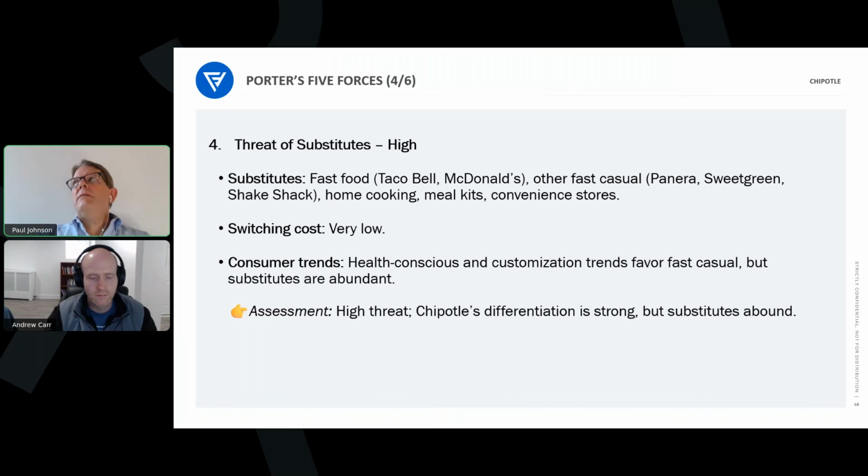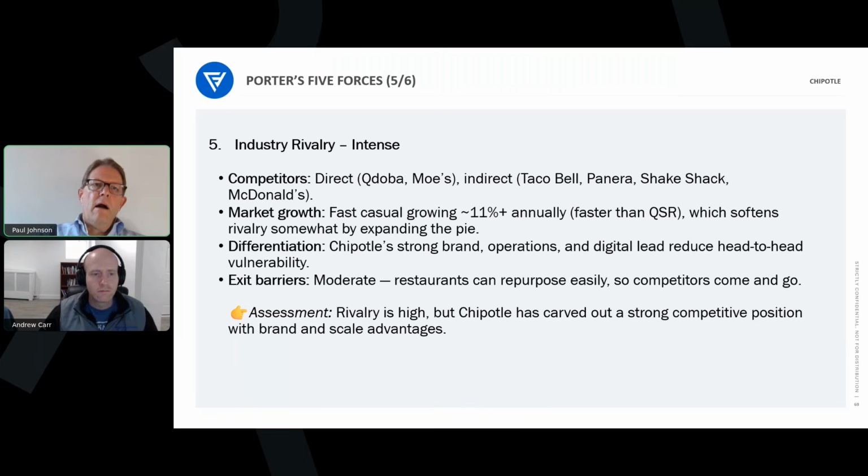So, all right, they've got scale. No one's going to be able to replicate the business model. I like that. But you've always got competition for consumers' mind. There's no switching cost, substitutes, of course. Consumer trends: health consciousness and customization actually favors them, so that's not bad. And then five, rivalry is intense. There's a lot of competition in the food business.